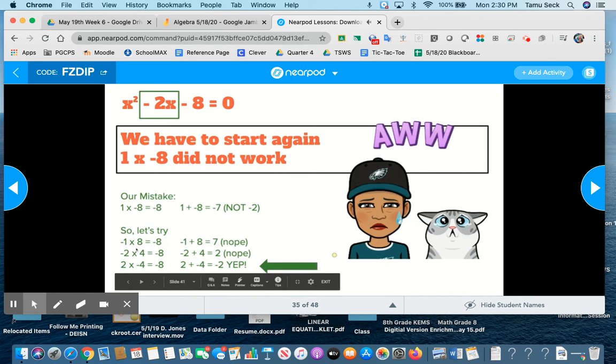Nope. How about negative 2 times 4 is negative 8? Does negative 2 plus 4 give us negative 2? No. It gives us a positive 2. And lastly, 2 times negative 4 equals negative 8, and 2 plus negative 4 is equal to negative 2. Yep. That's the one.